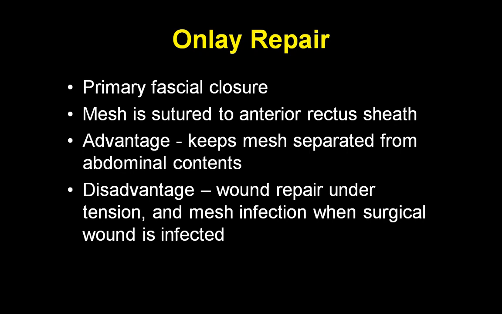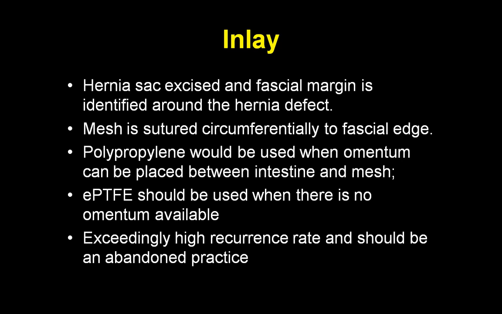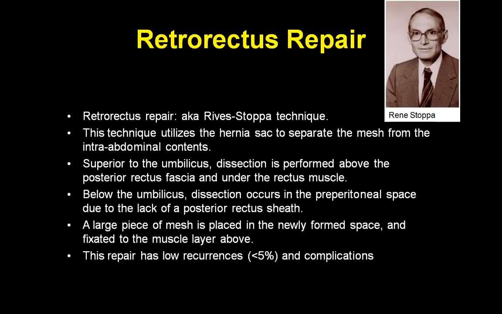But if you place a sublay, the mesh is below the posterior rectus sheath. You need a lot of dissection, and as a result there will be a lot of traumatizing to the tissue, leading to further problems. Inlay means here the sac is excised and fascial margins are identified around the hernial defect, and the mesh is sutured circumferentially to the fascial edge. What we use is polypropylene, but if there is a large defect and a peritoneal defect, you use Vicryl mesh. It has an exceedingly high recurrence rate and should be abandoned in practice.